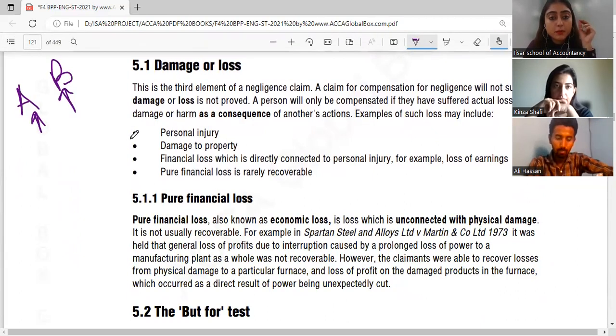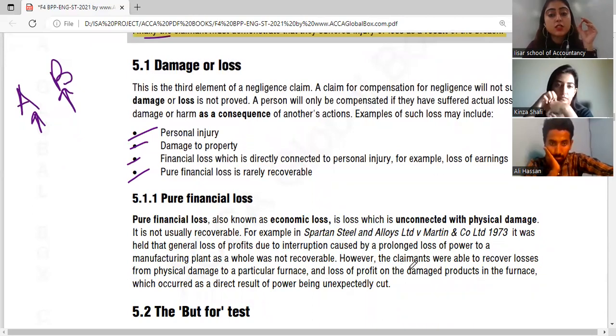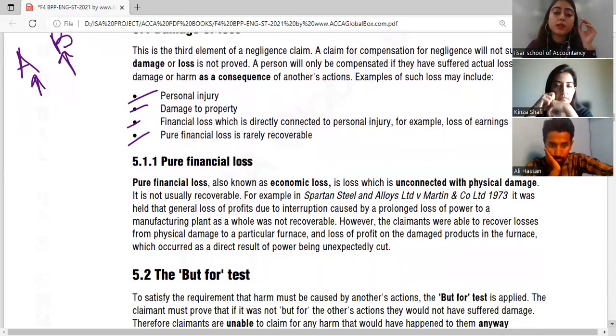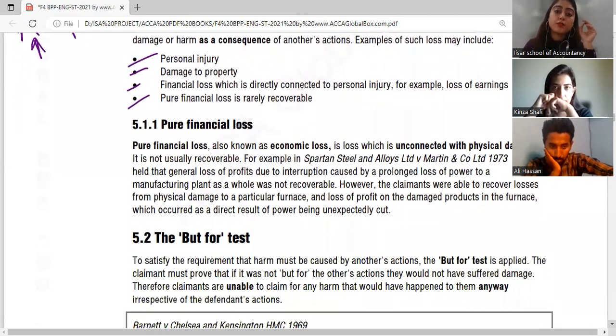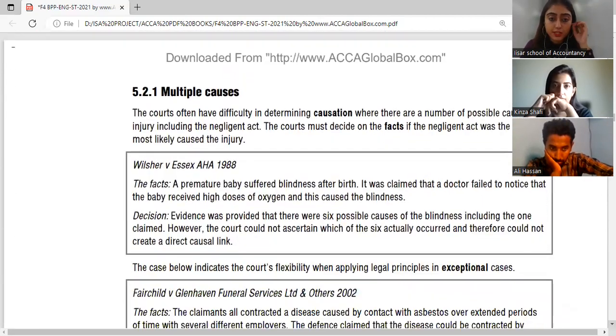Now, it could be personal injury, damage to property, or financial loss, even pure financial loss, anything. But they must prove that this loss was suffered because of the breach of duty of care from B. Now over here, we will go through a case and see how things can be different.